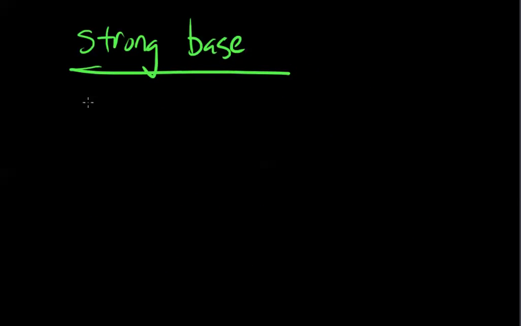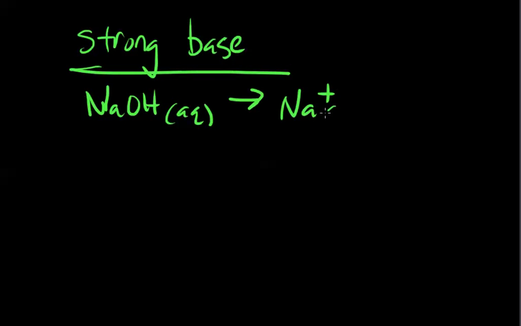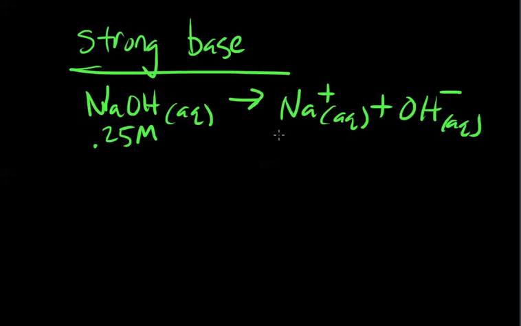For a strong base, these are typically ionic solids, and when you put a strong base in water, once again you get 100% dissociation. So if you had a 0.25 molar solution of sodium hydroxide, you would have 0.25 molar sodium ions, and you would have 0.25 molar hydroxide ions.